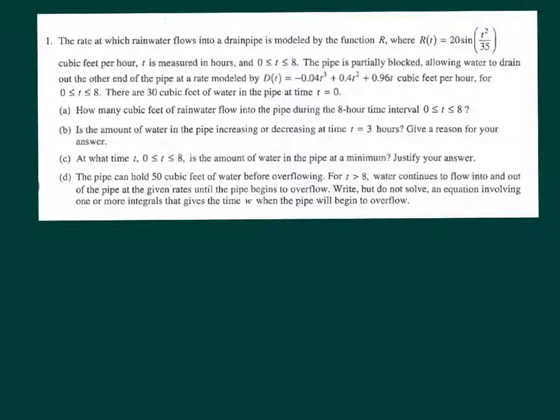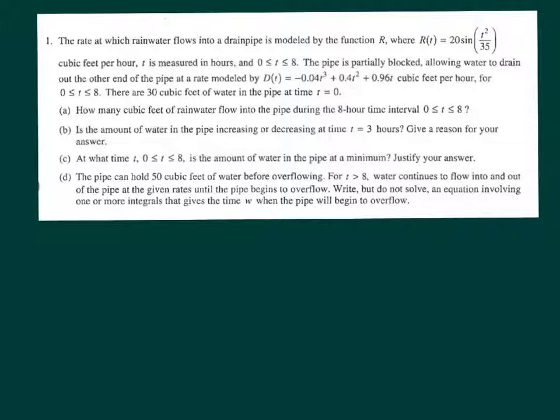Next one. Part A, this one is worth 2 points. How many cubic feet of rainwater flow into the pipe during the 8-hour time interval from 0 to 8? Okay, well, that's just a real basic one. Think about the relationship, how you can find that. When you have a rate, how do you find an amount? When we have a velocity, how do we find a distance or position? Same thing with this one. When we have a rate, how do we find that amount? The rate that water's coming in, how do we find the amount?